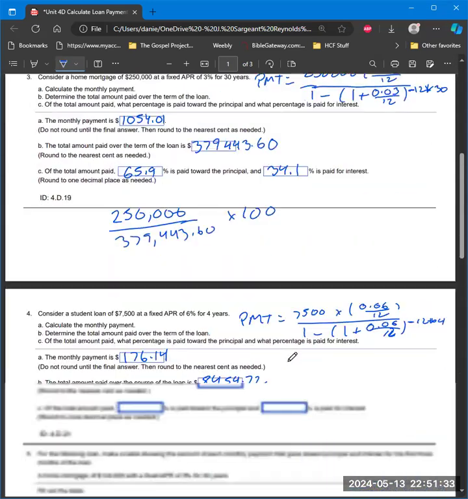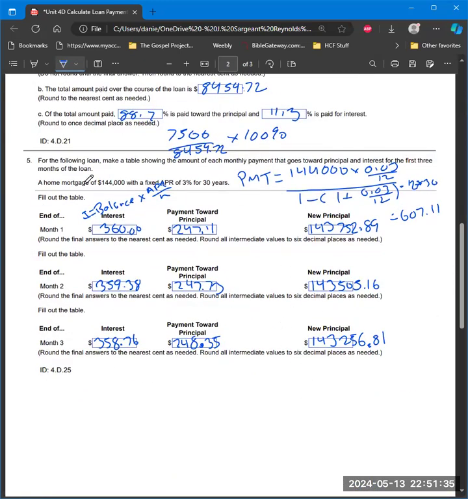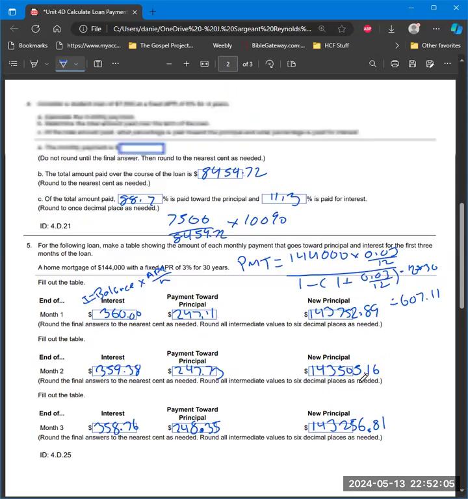So that would be a great use of Excel to try this problem out and go out for all 360 payments and figure out what part of your payment went towards interest, what part went towards principal, and what the balance was remaining, and hopefully you get a zero balance at the end of your loan period.